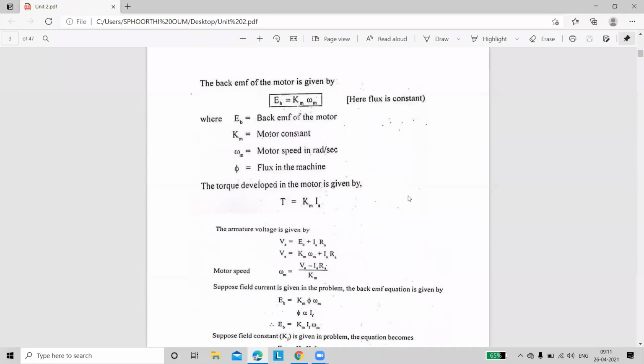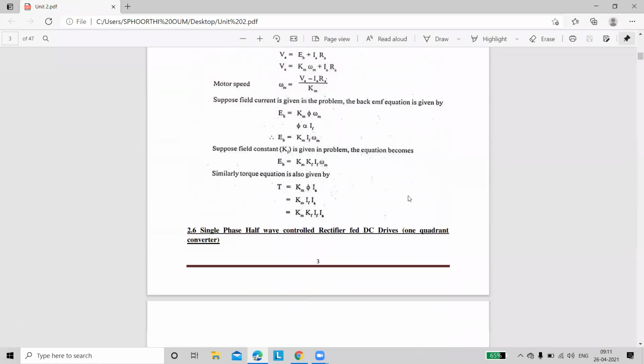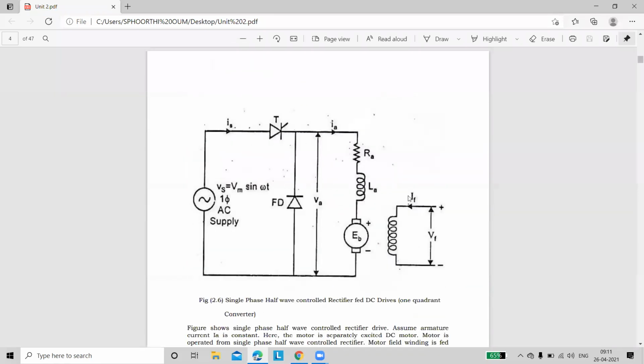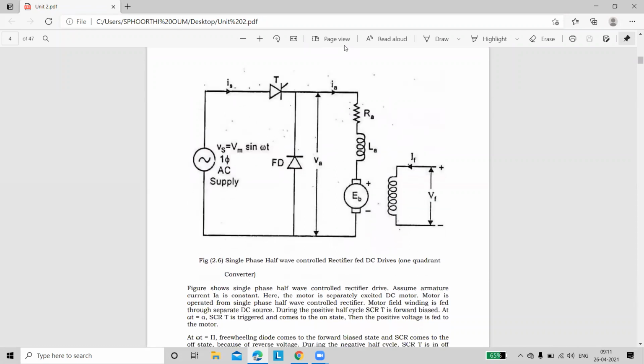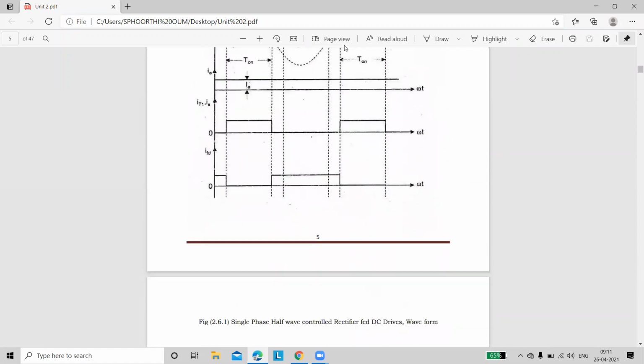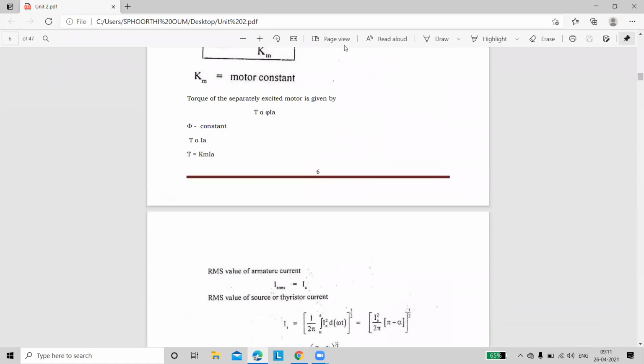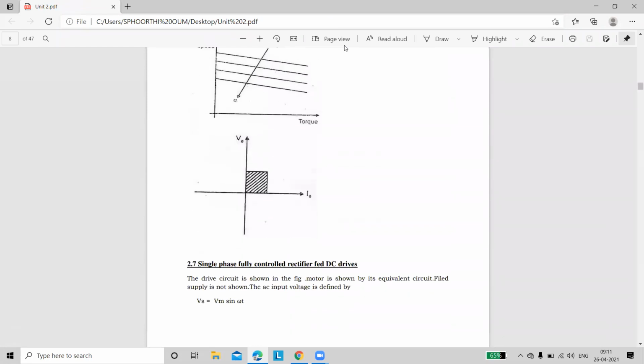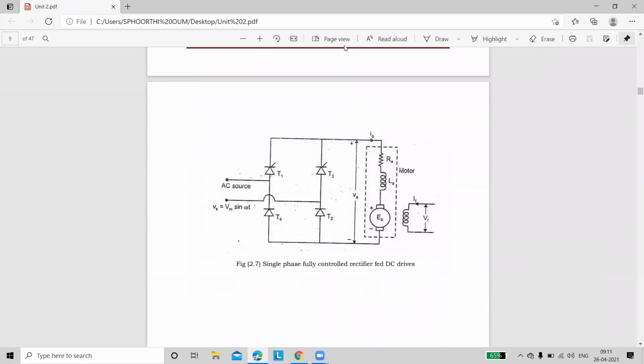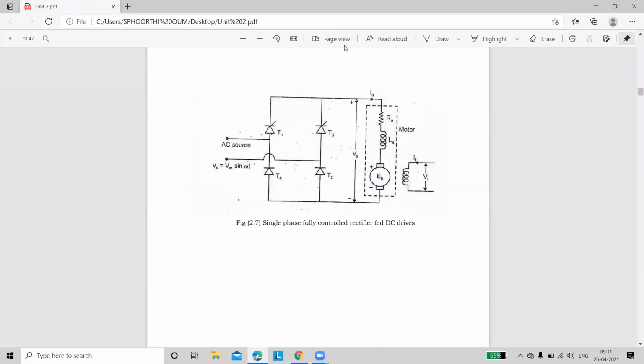A small derivation was discussed in the earlier class, so I am moving on. Our last topic, half wave controlled rectifier fed DC motor drive, is completed. Now we are moving to the full wave controlled rectifier fed DC motor drive.